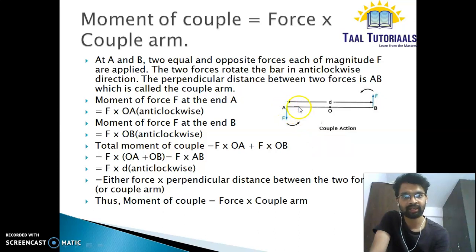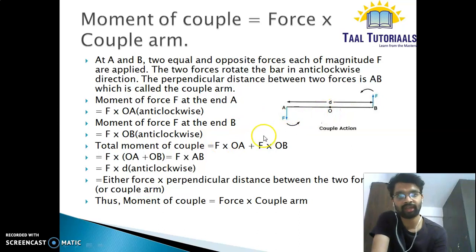See, at A and at B, two equal and opposite forces, each of magnitude F, are applied. The two forces rotate the bar in an anti-clockwise direction, as shown with these arrow marks. The perpendicular distance between the two forces is AB, which is known as the couple arm, as I have shown here. So, the moment of force at point A will be F into OA, and the moment of force at B will be F into OB.